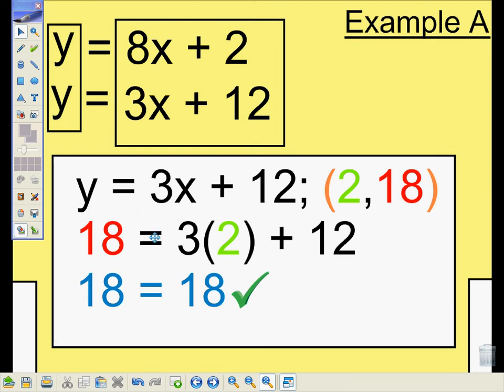So what I'm doing here is I'm taking the 18 where the y is. I put the 2 in again. 3 times 2 is 6 plus 12. And you'll notice both sides are 18. That checks off. Anytime you go through and get a check, you've got yourself a winner. This is why I think this stuff will rock and roll with most of you in here.